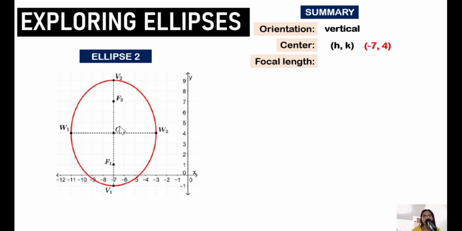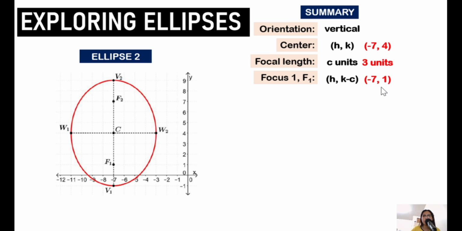So, let's count. How many? 1, 2, 3. This is C units, right? So, 3 units. 1, 2, 3. Okay, what is the focus 1? It's at negative 7, 1. Right? Or if we use H, negative 7. The K is positive 4. For focus 1, as long as it's vertical, K minus C. So, 4 minus 3, that's positive 1.